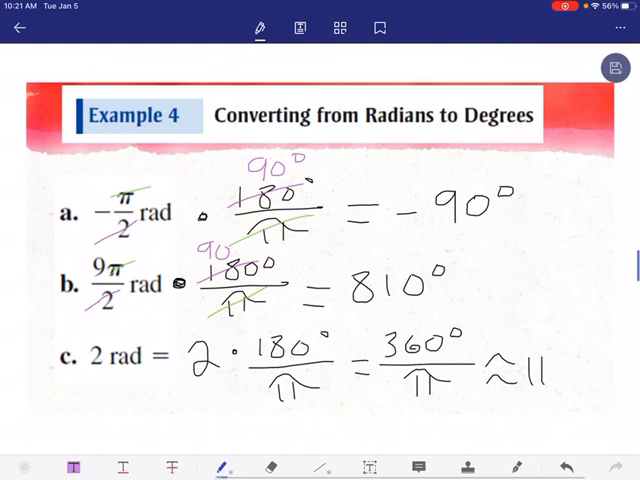And if we were to approximate that, we would get 114.59 degrees. So 2 radians is approximately 114.59 degrees, which is different than saying 360 degrees. So just be careful and make sure you check if there is that pi there or not.